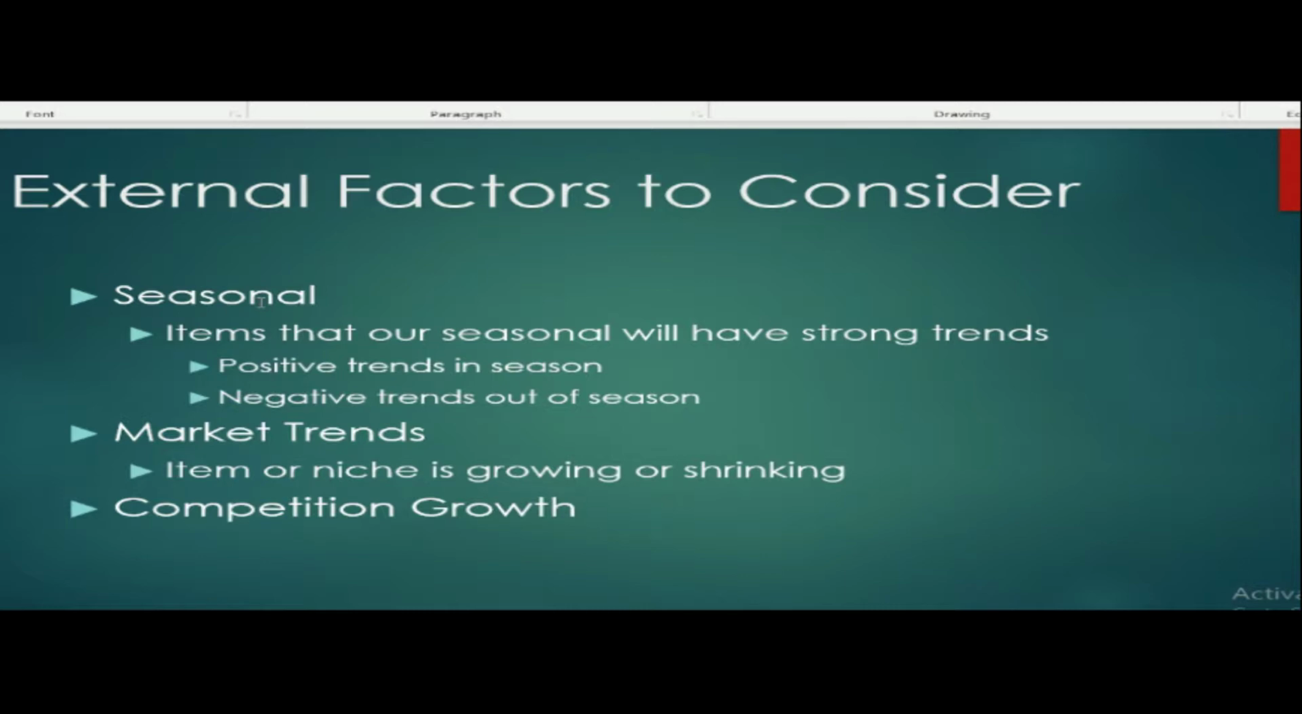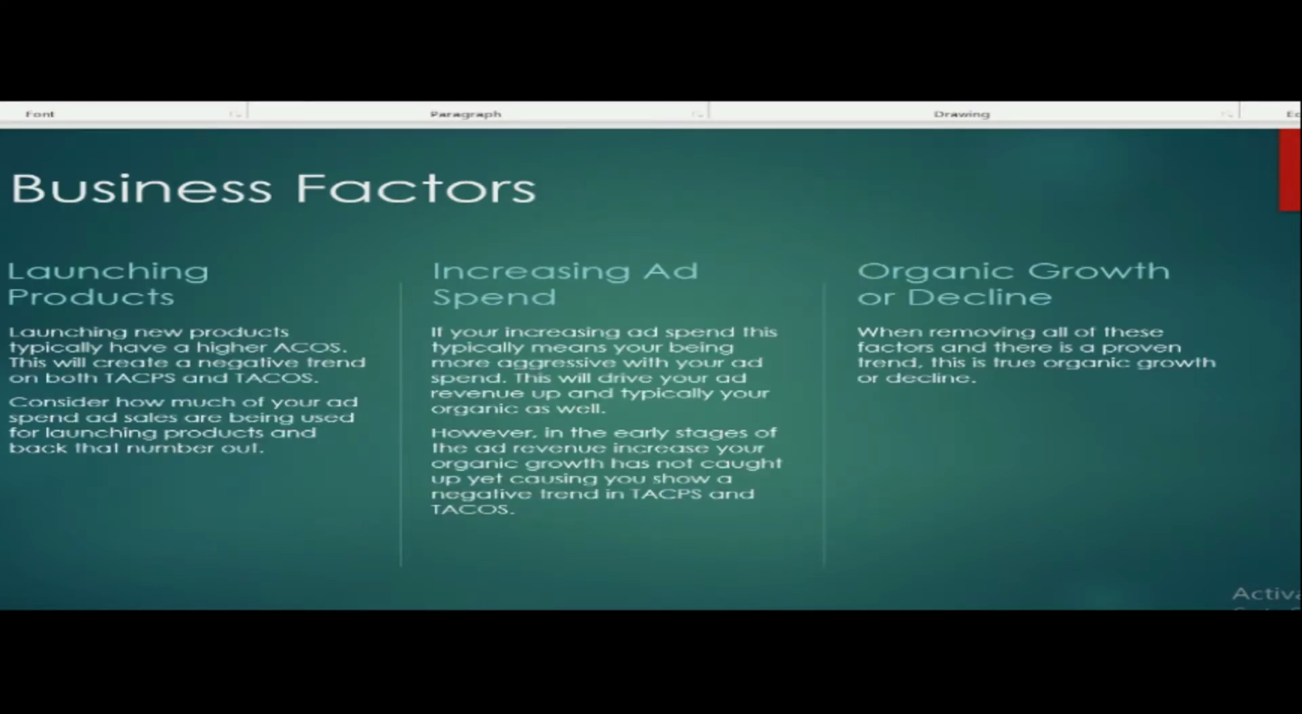Competition growth as well. Are some competitors entering into your market and that sort of thing? And once you've considered the external factors, it's good to also consider your business factors.